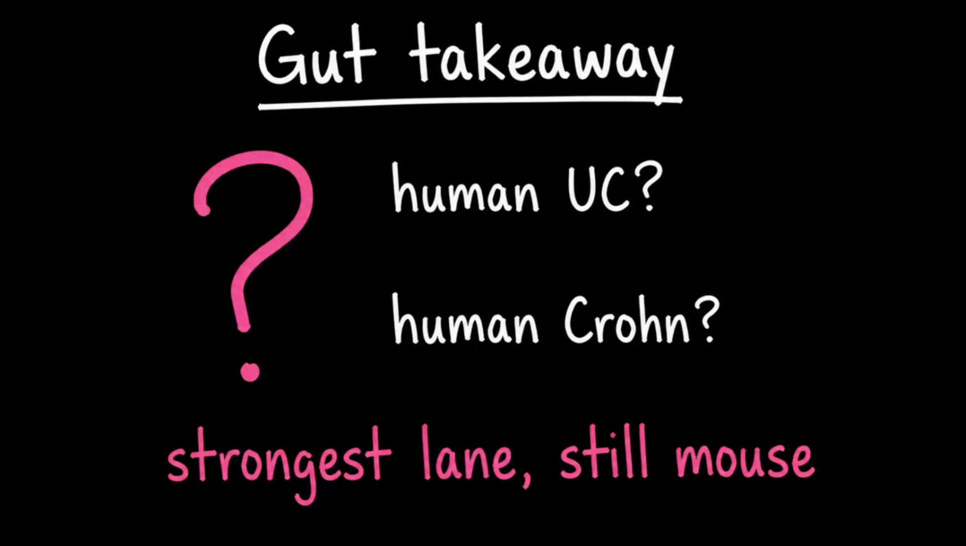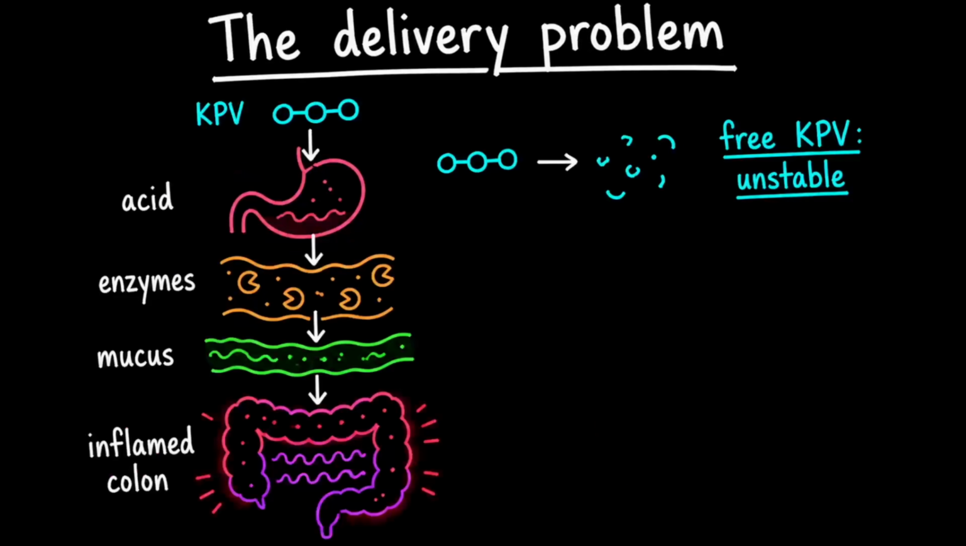So the gut takeaway is quite balanced, and this is the strongest preclinical KPV lane. In the GI models here, there is good evidence that KPV could be somewhat anti-inflammatory. So there is a question: could it be helpful with human ulcerative colitis or human Crohn's disease? But again, this is just a question, and it hasn't been shown in humans, so we don't have any clinical trials for that right now.